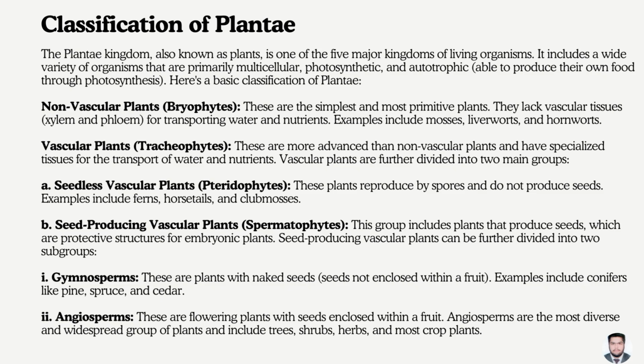Angiosperms are flowering plants with seeds enclosed within a fruit. Angiosperms are the most diverse and widespread group of plants and include trees, shrubs, herbs, and most crop plants.